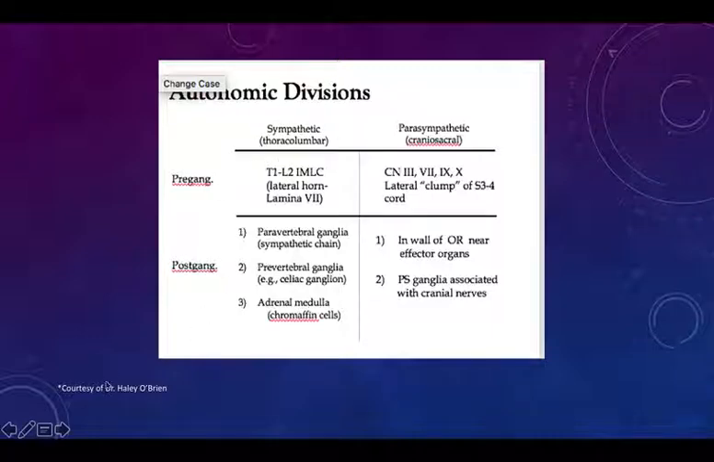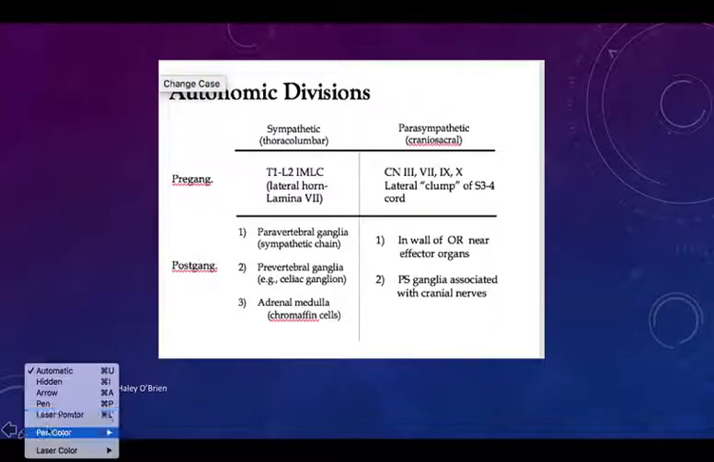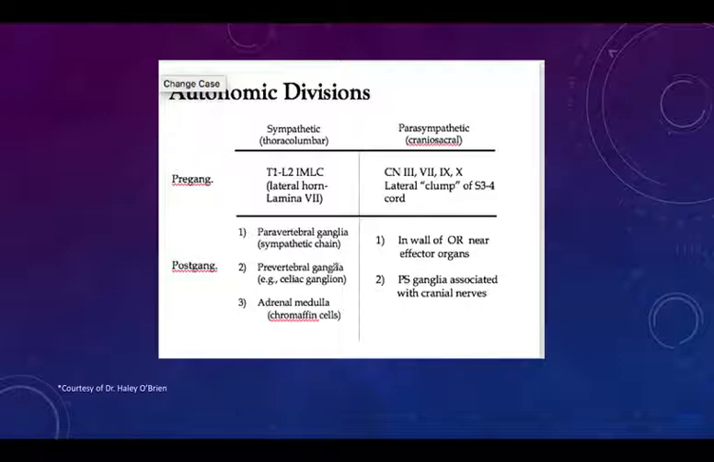Okay, this is also from Dr. O'Brien. This is a nice summary slide. Just remember the different divisions, where the preganglionic neuronal cell bodies come from, and then where the postganglionic neuronal cell bodies are located. And we'll talk more about this in each of these systems, but just remember these postganglionic synapses regarding the sympathetic nervous system. They can happen in a lot of different places.